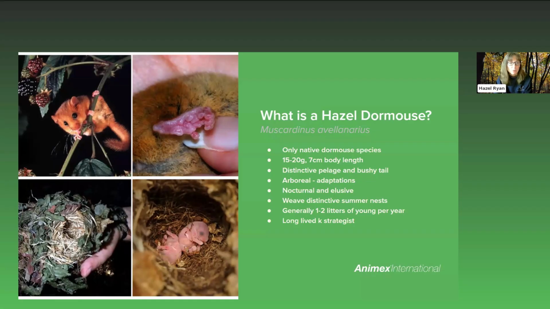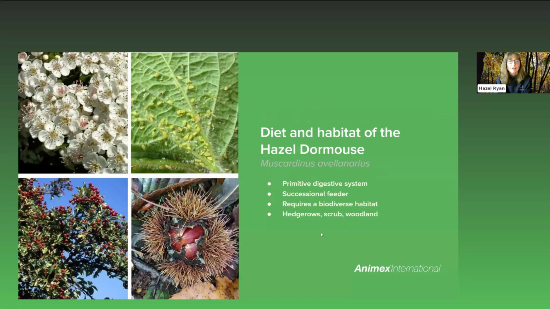But we don't know if these late-born young really survive the winter. They may not have enough time to fatten up before going into hibernation. And the Hazel dormouse is a K strategist, so that means it's a long-lived species, but it breeds very slowly. And so it has to live a long time to make up for that. And we know that they can live for 5 to 6 years in the wild, and up to 9 years we found in captivity. So the next slide, please.